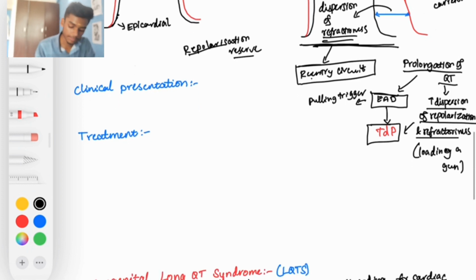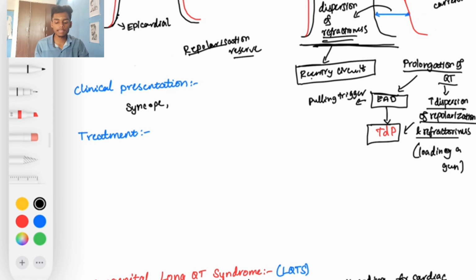Clinical presentation: there will be syncope, and in some cases the first clinical presentation would be sudden cardiac death.